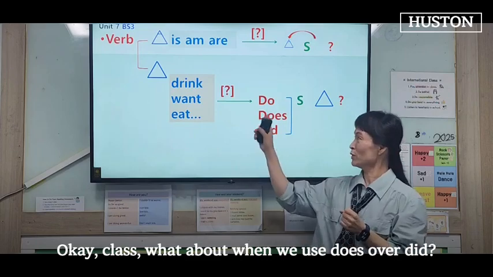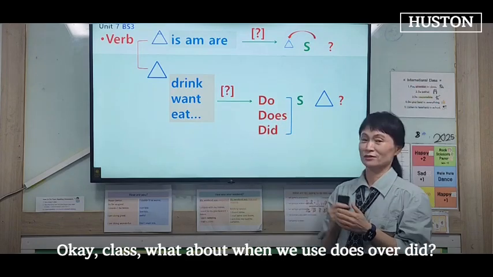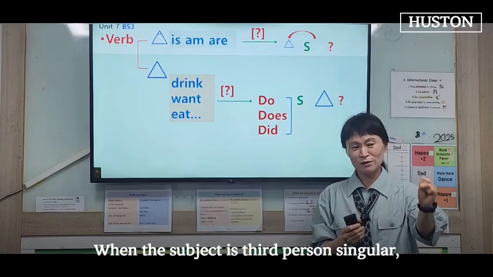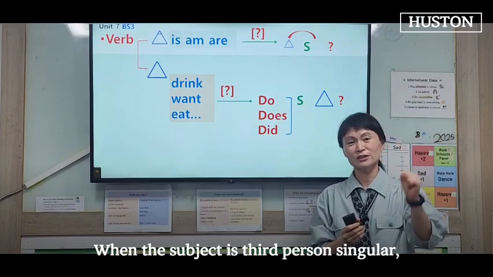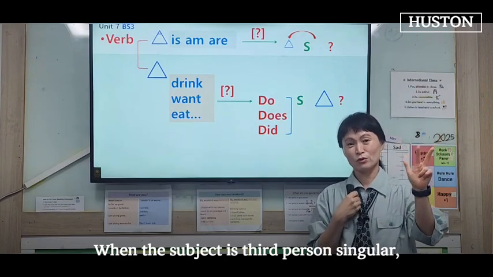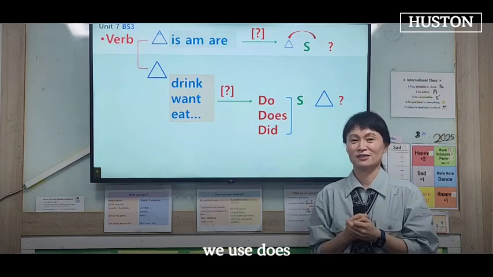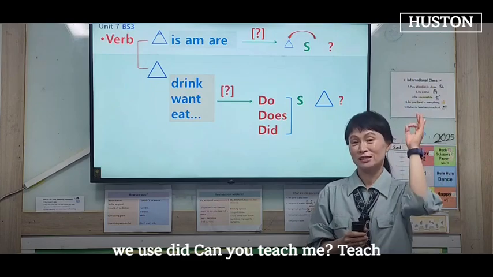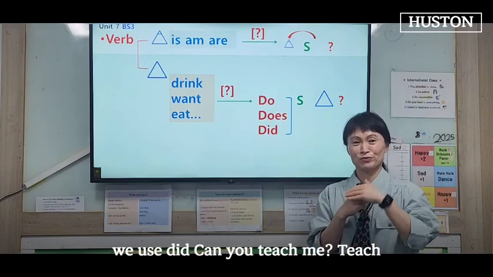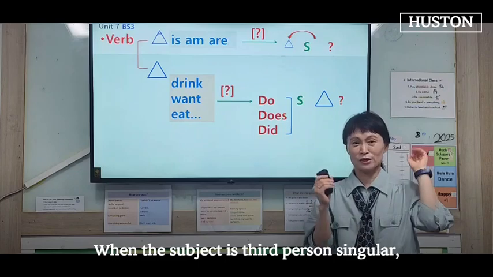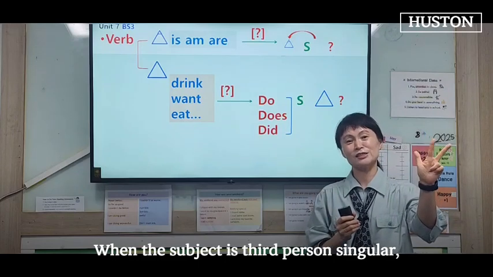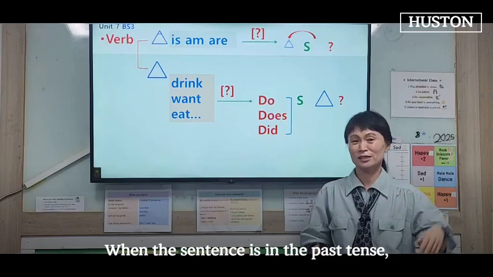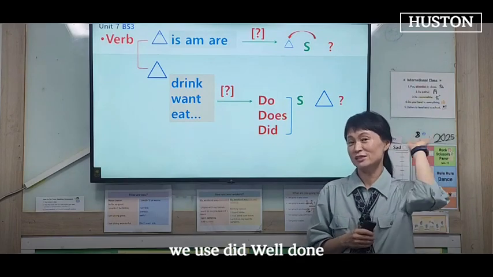Okay, class? What about when we use does or did? Class, meter. When the subject is third person singular, we use does. When the sentence is in the past tense, we use did. Can you teach me? Teach. When the subject is third person singular, we use does. When the sentence is in the past tense, we use did.